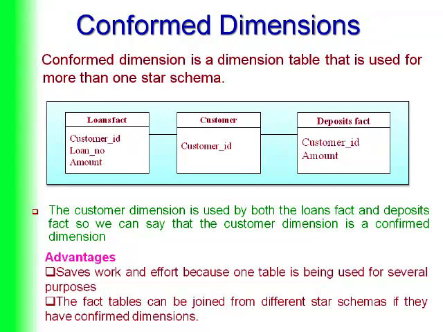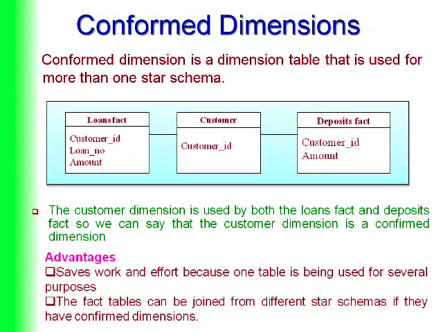Third category is conformed dimension. When a dimension table is used in more than one star schema, then such a dimension is termed as conformed dimension. For example, here the customer dimension is used by 2 fact tables, deposit fact table and loans fact table. So therefore, customer dimension is called a conformed dimension.